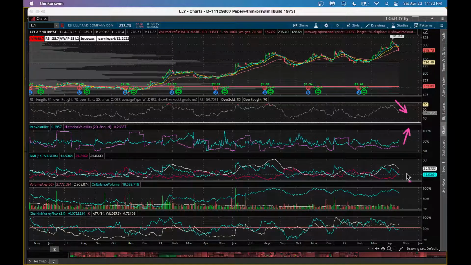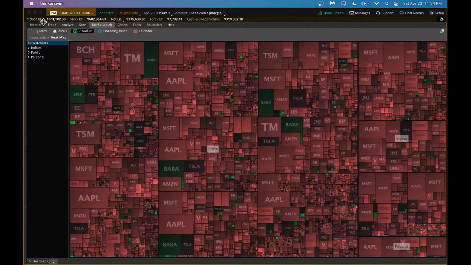And look, from a DMI perspective, we've got the red line going higher and the blue line coming down. It's a bearish crossover right now. And look, the volume average on the balance volume is slightly down here. This is a stable stock. I feel good about this. Even though earnings is coming around the corner, I think it's good to sell some put option on this stock here. Let's go in here and look at Lilly.